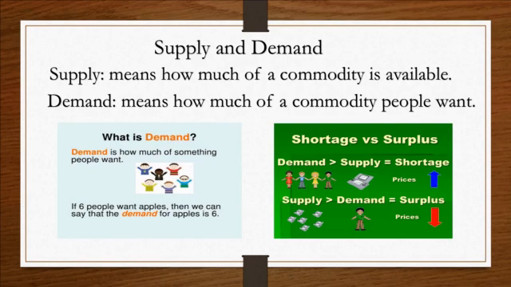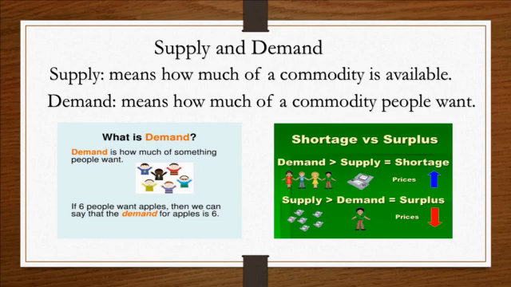To understand the word demand better, look at the picture on the left hand side. The picture has 6 people, and they are raising their hands asking for something. Let's assume they are asking for apples. So if 6 people want apples, then we can say that the demand for apples is 6.